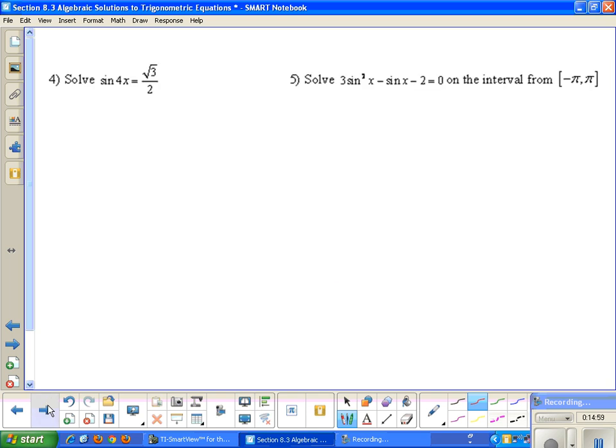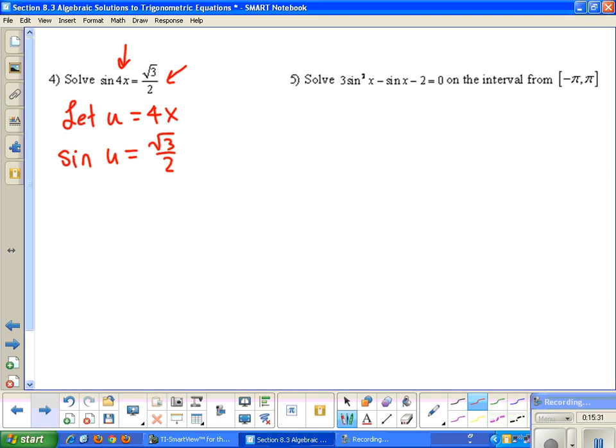For the next one, we can use substitution. So this one's a little bit different because we have the sine of 4x in our equation. So if I have the sine of 4 times my angle in my equation, well, that's going to be difficult to solve. So I need to use substitution to get it so that it's not the sine of 4x. I'm going to say let u equal 4x. And I'm going to solve the sine of u is equal to root 3 over 2. And again, I recognize this from being on my unit circle.